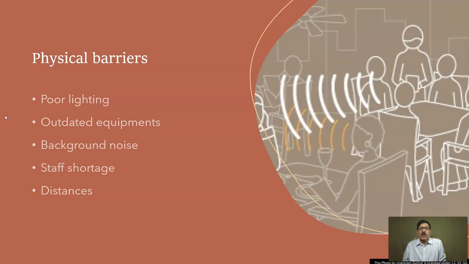Then you might also have background noise while you're listening, maybe through your headphones. There might be staff shortage also, in the sense that maybe you might have to get up and get something instead of having someone else go out and take a printout for you. There could also be distances. Too much of distance between one person to the other, you would not be able to hear much if there is no microphone or if there are no speakers. These different physical barriers are certain barriers that we must avoid: poor lighting, outdated equipments, background noise, staff shortage, and distances.